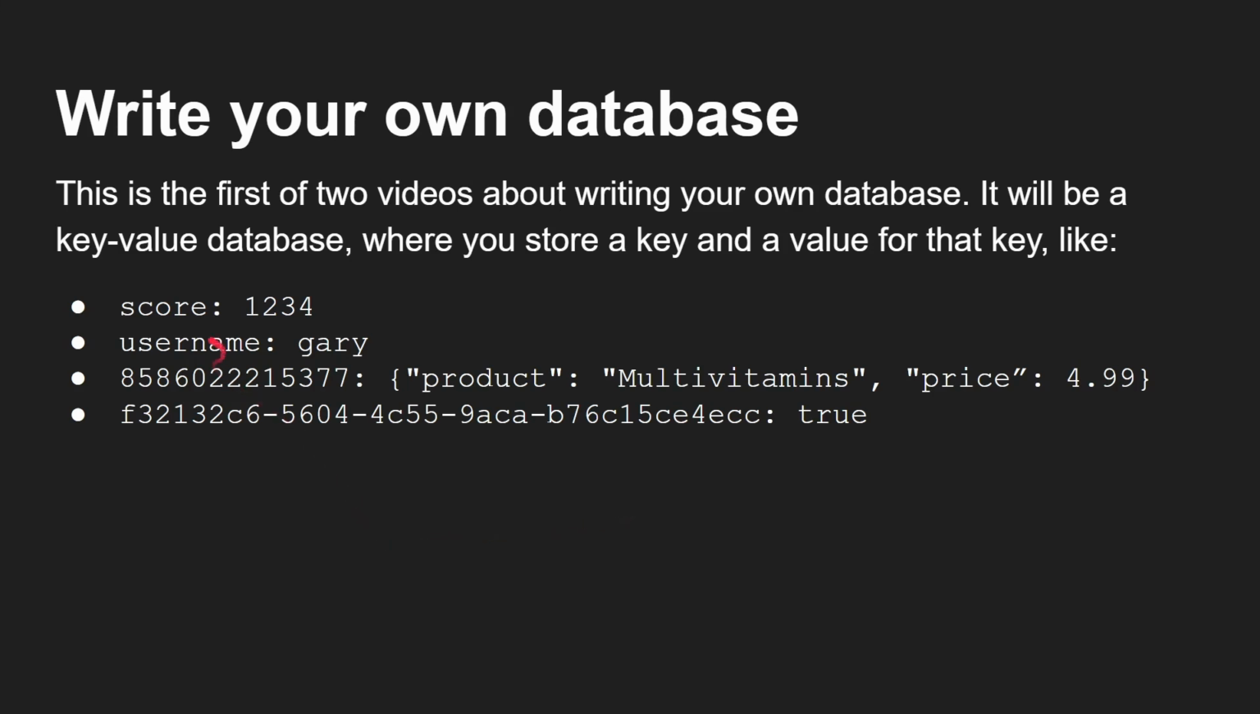So for example, you might have score and then 1, 2, 3, 4, username Gary, or this is a barcode. You might have a barcode and then you can store some more information like JSON. So it's telling you it's a product, multivitamins, a price, €4.99, dollars, whatever. You could even use a 128-bit UUID, and then you can have a value associated with that. You can store whatever you want, as long as you have a key, which is unique, and then a value which is not unique, and it could be a complex value like JSON.